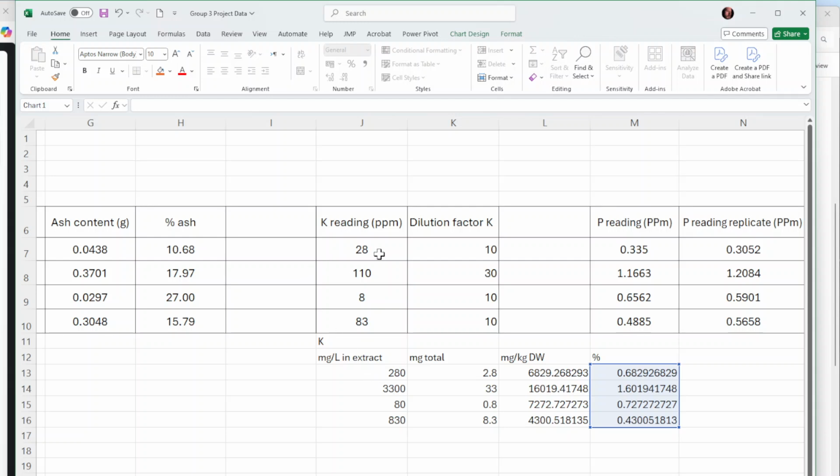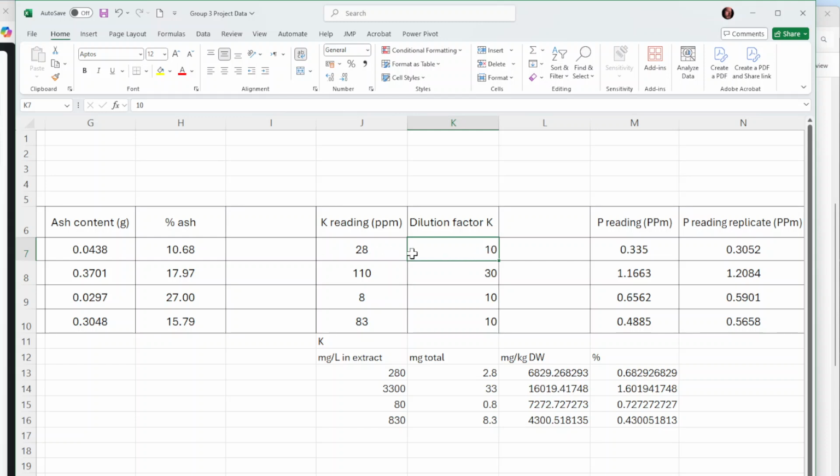Okay, so for the potassium, let's start. This is what is written here, the reading that came out of the flame photometer. That reading from the flame photometer is in ppm already. ppm means milligrams per liter. But you have several dilutions that happen in that process. So the dilution for this group is shown here on the right.